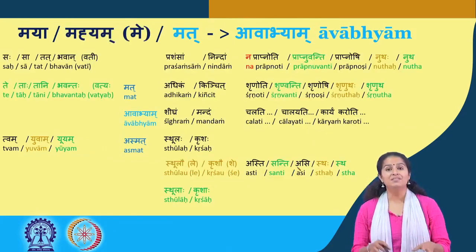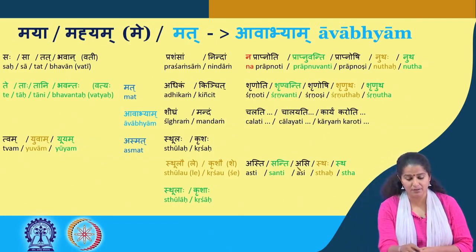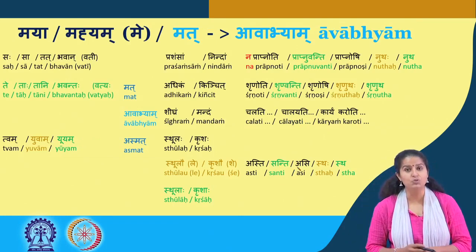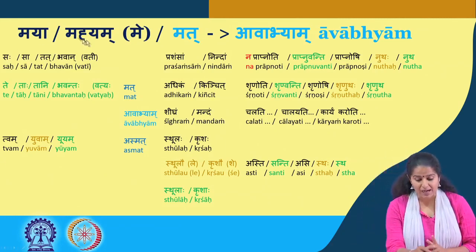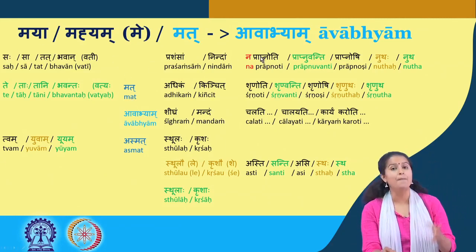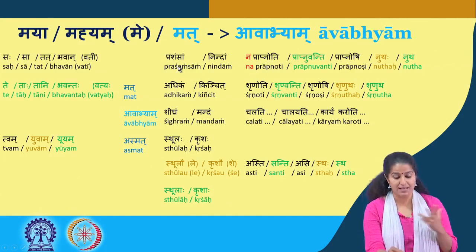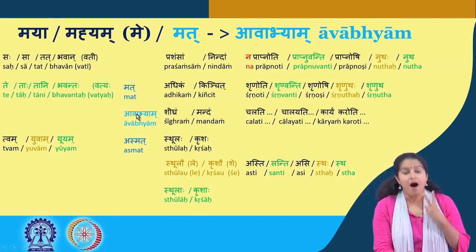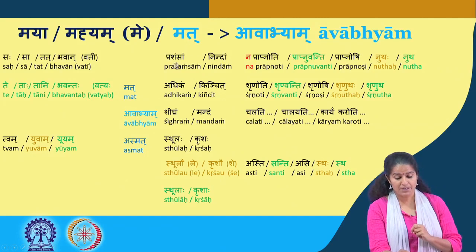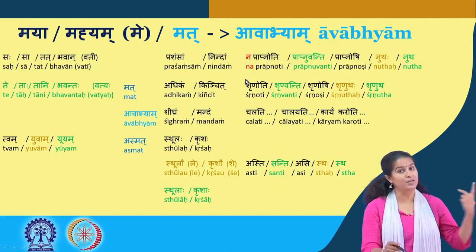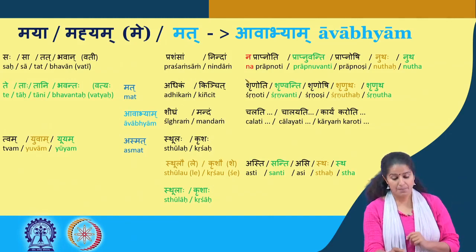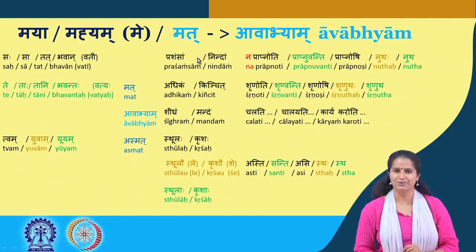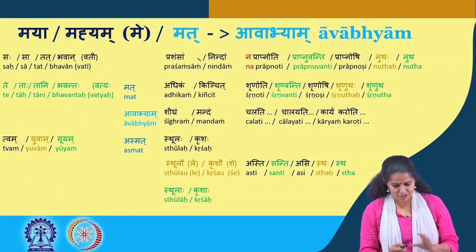Moving on, we are now into the third case where the word avabhyam is used, which is in the fifth or the ablative with mat. So saha mat prashansam prapnoti, gets praise from me. Saha avabhyam prashansam prapnoti, gets praise from the two of us. And saha asmat prashansam prapnoti. Alright, that's the gist of it there.